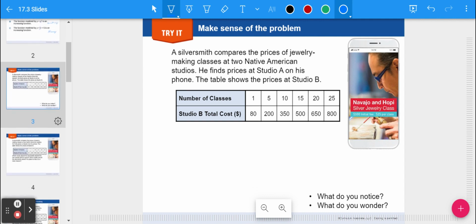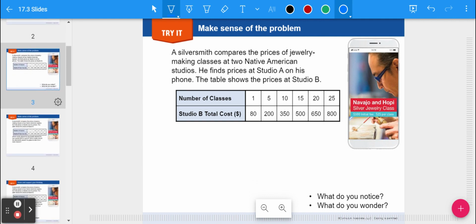So today's problem of the day, why don't you read this through along with me. It says a silversmith compares the prices of jewelry making classes at 2 Native American studios. He finds Studio A on his phone, so that is right there. That's the Navajo one, and Hopi silver jewelry class. They charge $100 for initial fee and $25 per class after that.